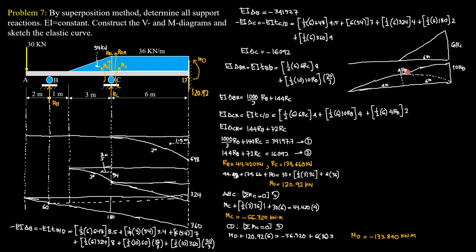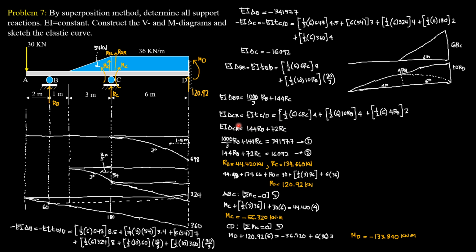This is point C. So EI delta CR is equal to, for this area, 1/2 of 6 times 6 RC. The distance of the centroid from C here is 2/3 of 6, so that's why it is 4. And for this area here, 1/2 of 6 meters times 10 RB, and 2/3 of 6 again is 4. And finally, for this area, 1/2 of 6 times 4 RB, this distance is 1/3 of 6 or 2 meters. So combining like terms, EI delta CR is 144 RB plus 72 R sub C.